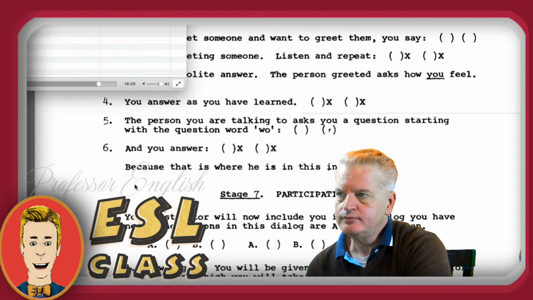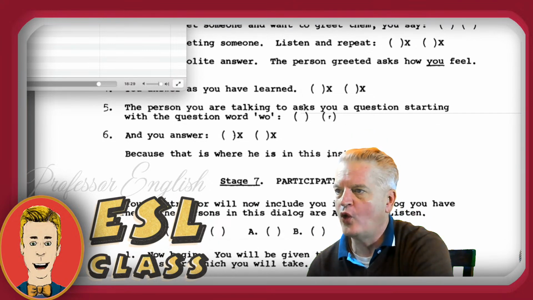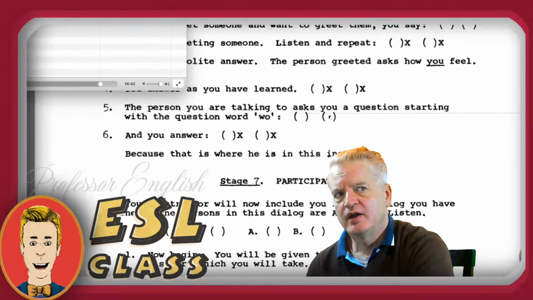5. The person you are talking to asks you a question, starting with the question word wo. Wo ist Herr Allen? 6. And you answer, im Konsulat. Im Konsulat.